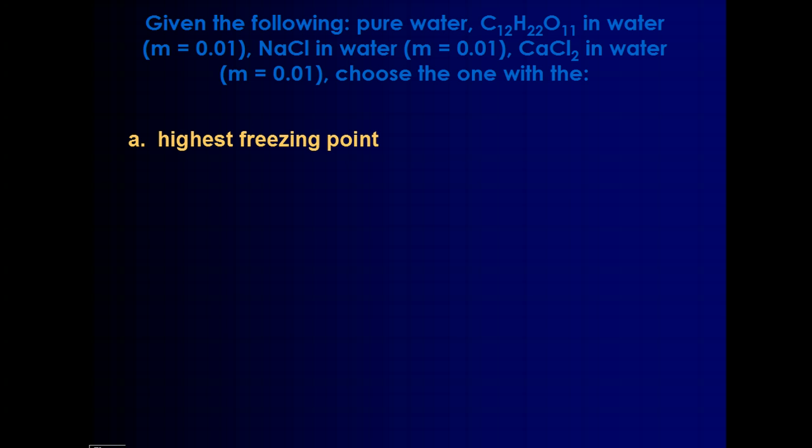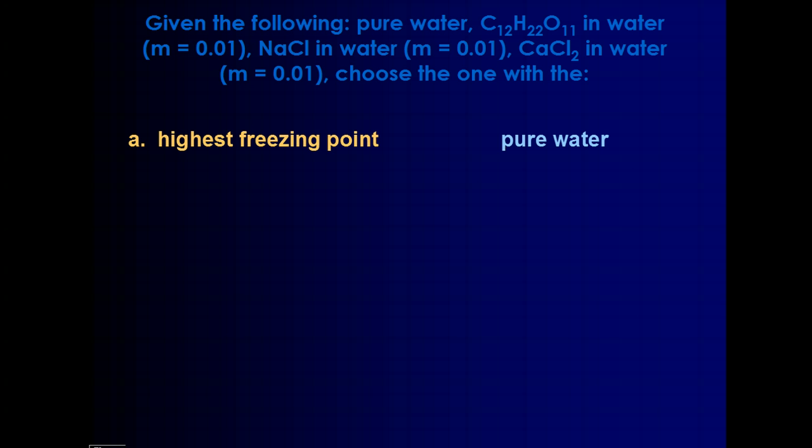So if we take a look at these 3 substances, we would see that sucrose will not break apart since it's a molecular substance, it's non-electrolytic. So it would have an i value of 1. Salt would break into both sodium and chloride ions, so that would have an i value of 2. And calcium chloride would break into 1 calcium and 2 chloride ions, which would give me an i value of 3. So the one with the smallest i value is going to cause the freezing point to lower the least, which means it would have the highest value, and that would be the sucrose.